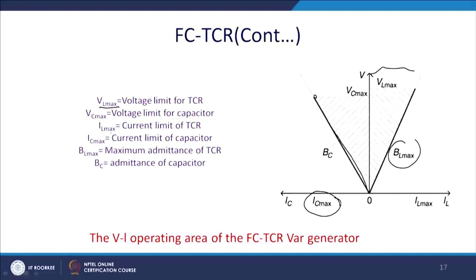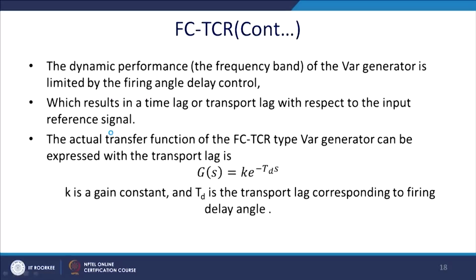where IL max is the current limit for the TCR and IC max is the current limit for the fixed capacitor, and BL max is the maximum admittance allowed for inductive compensation, and similarly Vc max is the maximum compensation allowed for capacitive compensation. So, the dynamic performance of the frequency band of the Var generation is limited by the firing angle delay control. It will take a delay, because once you have calculated, you are allowed to trigger the thyristors only after a certain interval of time.